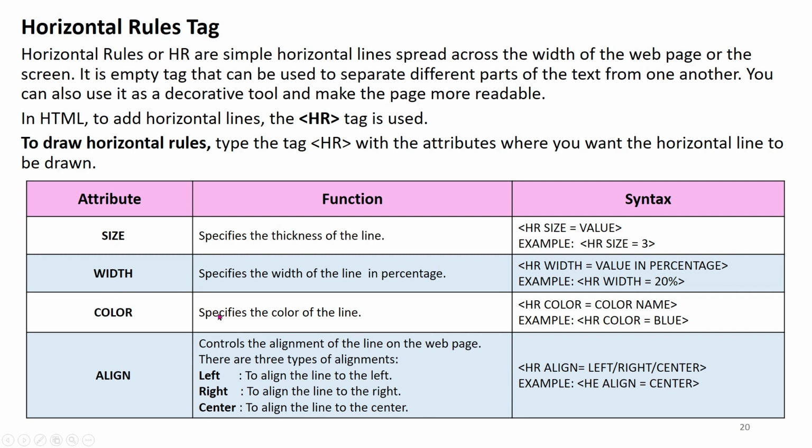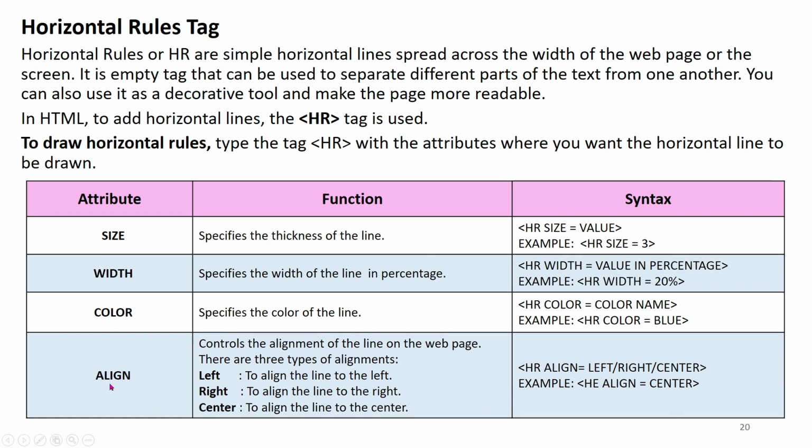Color attribute will specify the color of the line. HR color equals color name. Just remember the spelling of color. Don't forget that it uses US English, in which the spelling of color is C-O-L-O-R.